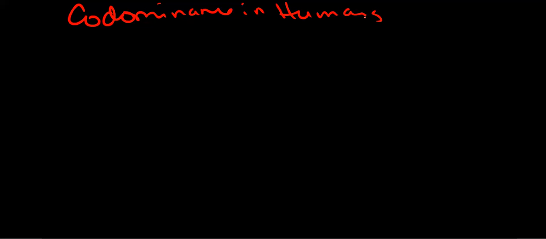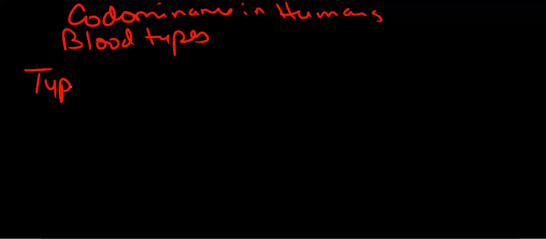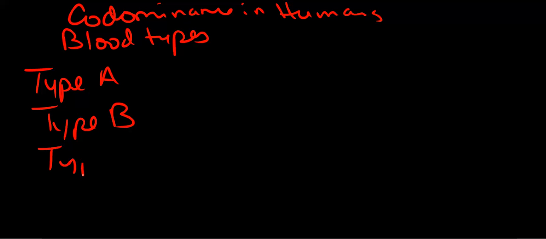Now, codominance in humans. We like to use blood types. Now, we have type A, type B, type AB, and type O.